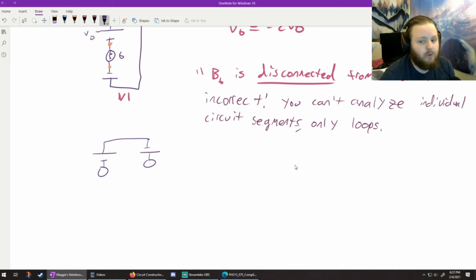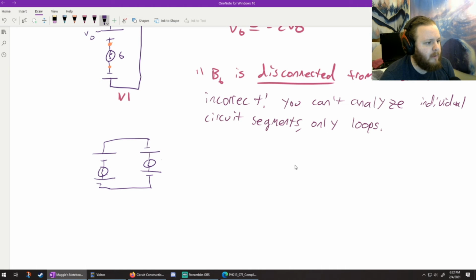All right, I'm trying to copy this one, and I need to get the diagram right because the diagram is really, really important. I mean, the diagram for all of these is important. So I have bulb B over here.